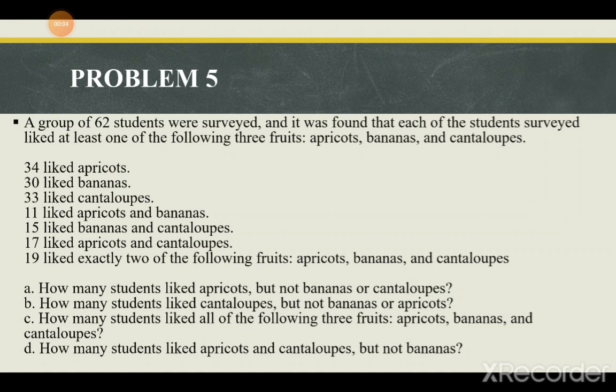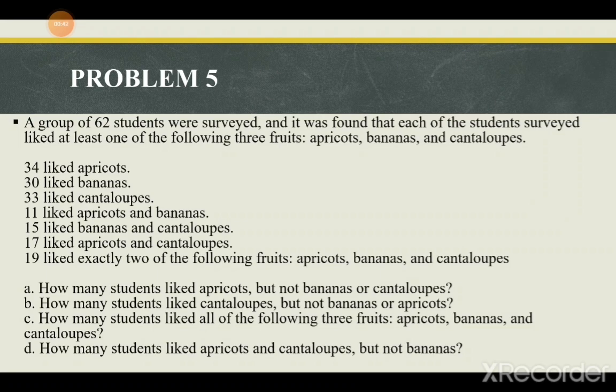We have your problem number 5. Let me read it again for those who got disconnected. A group of 62 students were surveyed, and it was found that each of the students surveyed likes at least one of the following 3 fruits: apricots, bananas, and cantaloupes. As I said earlier, there are 3 categories or 3 sets: apricots, bananas, and cantaloupes. So, how will we solve this one?